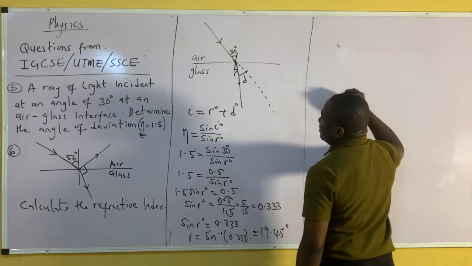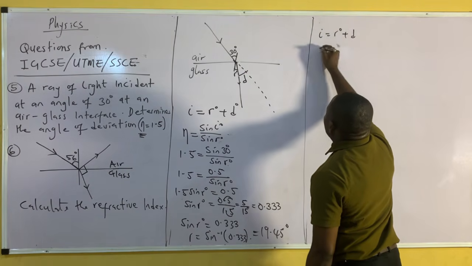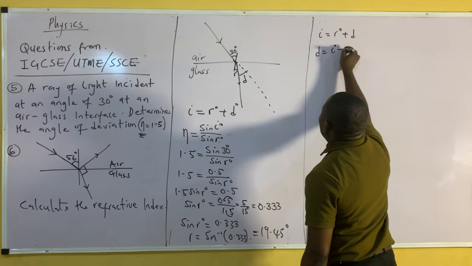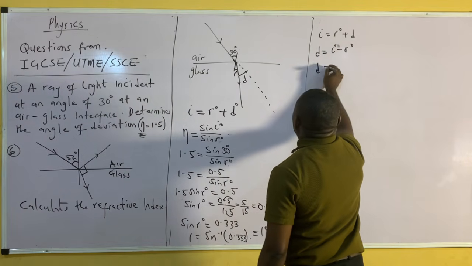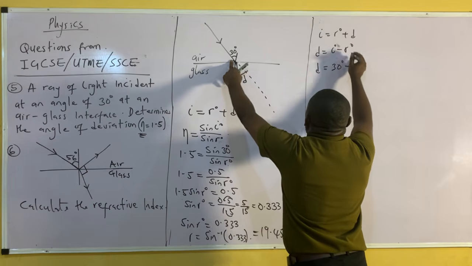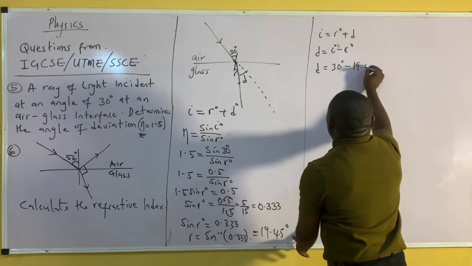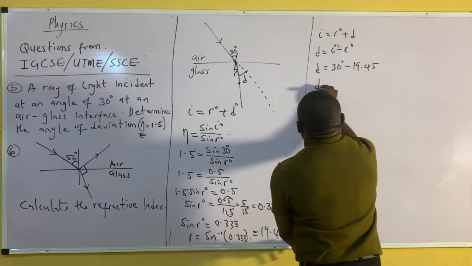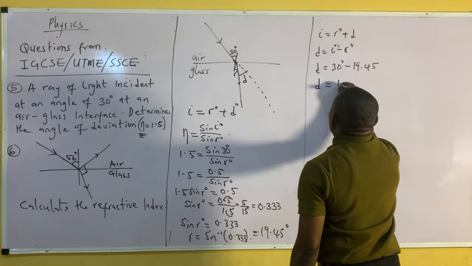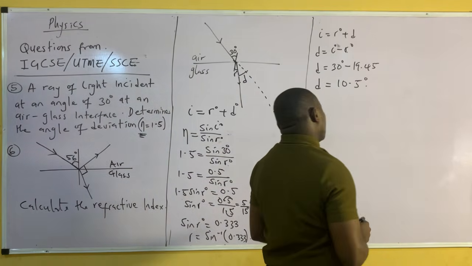Now remember that we have i equals r degrees plus D. So D equals i minus r degrees. So D is now equal to the angle of incidence, 30 degrees, minus the refracted angle, 19.45. So our final answer to this question will be 10.5 degrees. That's our final answer to this question.